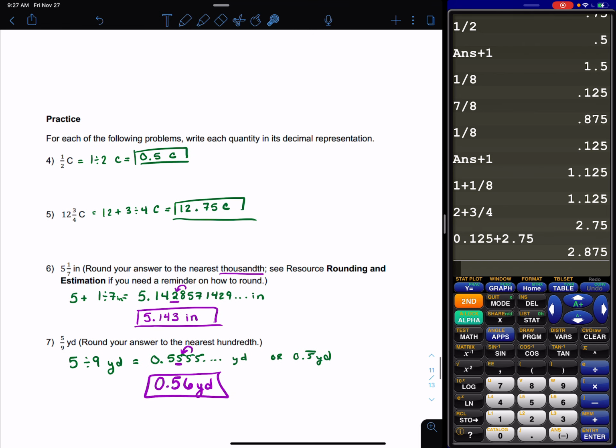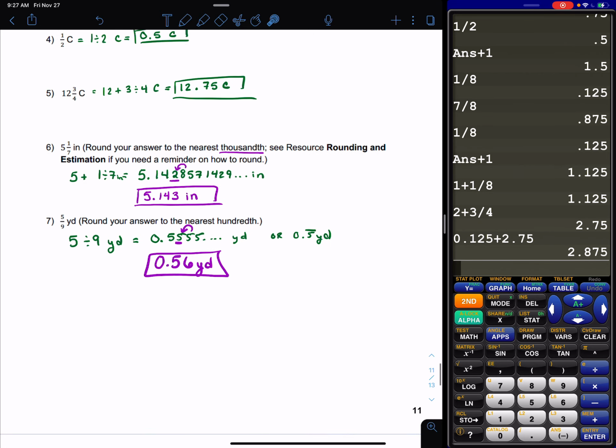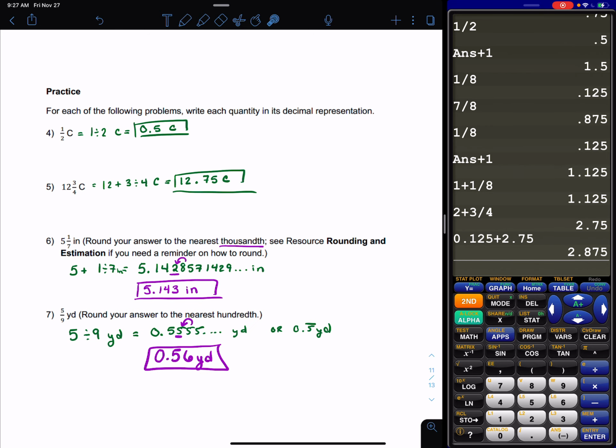So let's keep practicing. If we look at number 4 and all the other problems, our directions are, for each of the following problems, write each quantity in its decimal representation. So for number 4, we have 1/2 C, where that C is the abbreviation for cups. So I'm going to do 1 divided by 2, which gives me 0.5, and make sure to keep that C attached for cups.